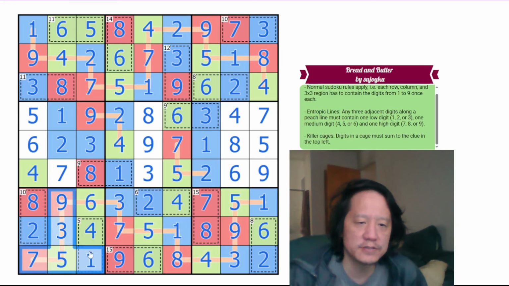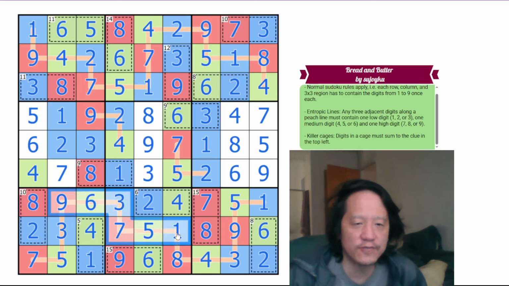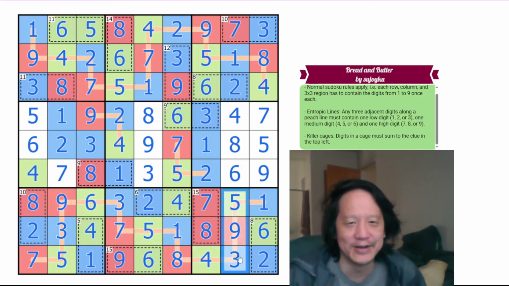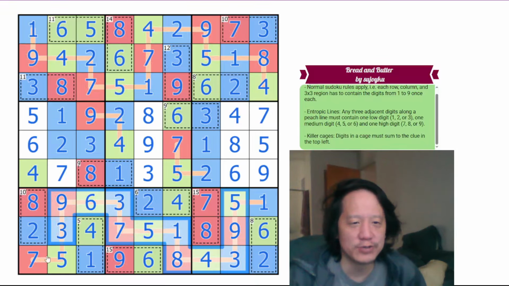Interesting dynamics. At first I thought this was a modulo line, so I was running into little problems there, but I quickly figured it out. It had to be entropic lines, right?